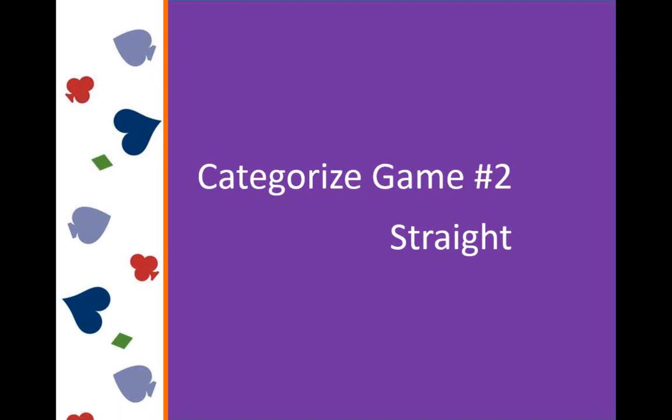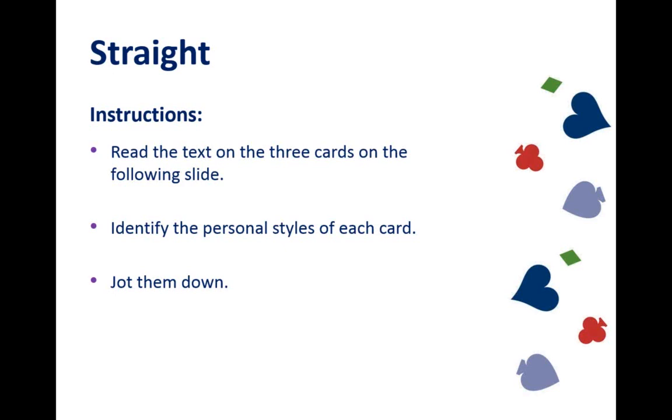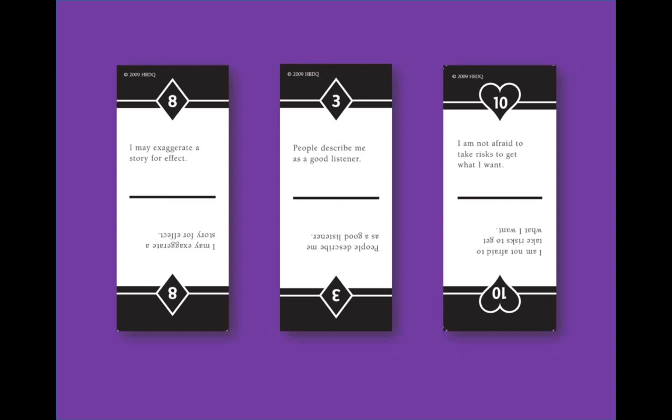Okay, so here's what your instructions are for the game Straight. To read the text on the 3 cards on the following slide. We'll show it to you in just a moment. But what we want you to do is identify the personal styles of each card, similar to what you did before, but not to type them in the chat box. This time, just to jot them down where you are, okay? So here we go, because there'll be more instructions that are going to follow. So first of all, identify the styles of each of these following cards.